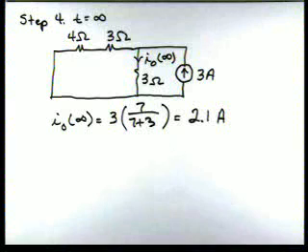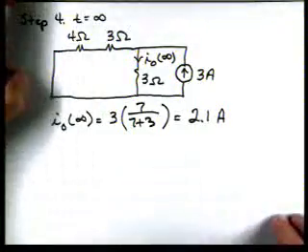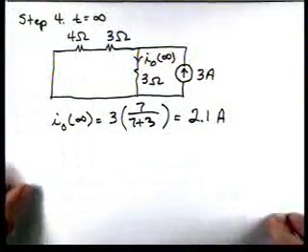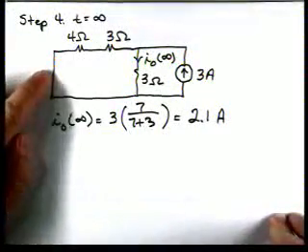Now, step 5 says find the time constant. For an RL circuit, remember our time constant is L over R Thevenin. We want to find the Thevenin resistance seen by the inductor. Now, remember, the inductor is at this part of the circuit. So let's draw the circuit for calculating tau.